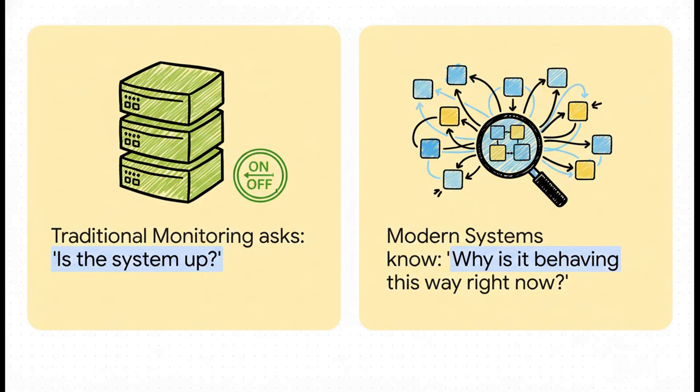Think about it. The old world of monitoring was built for a simple question. Is the server on? You know, a green light or a red light. But in a distributed system, that question is almost useless. A single click from a user might travel through 10 different services. The system is never really up or down. It's always in some state of partial health. And we have to understand the messy reality of that.